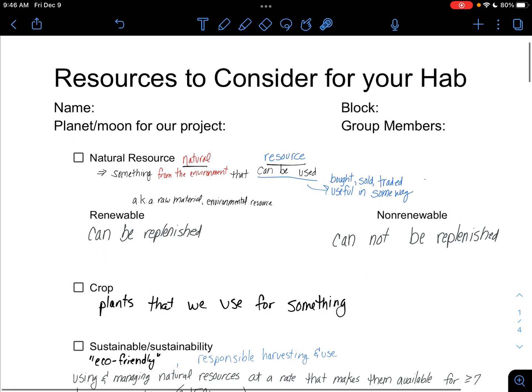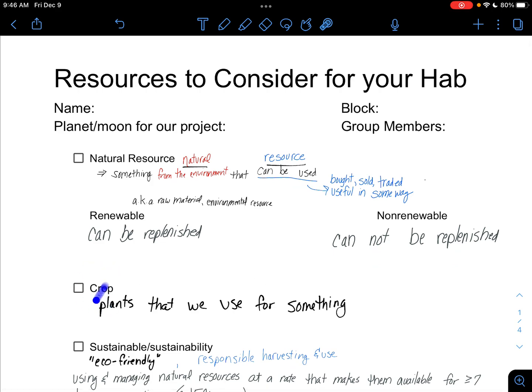All right, just to clarify, a crop is a natural resource that we farm. It's specifically plants that we use for something. Most of them we eat, but some of them we don't. We don't eat trees, we don't eat cotton, but nonetheless, these are plants that we need.